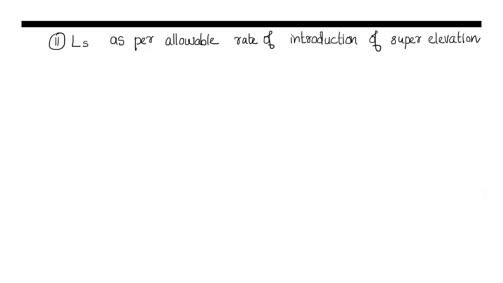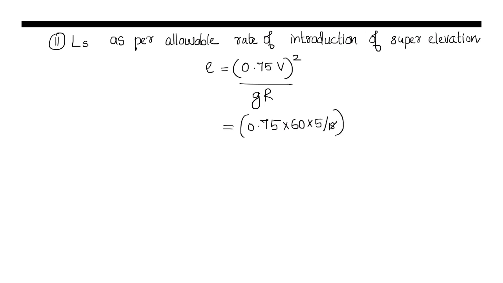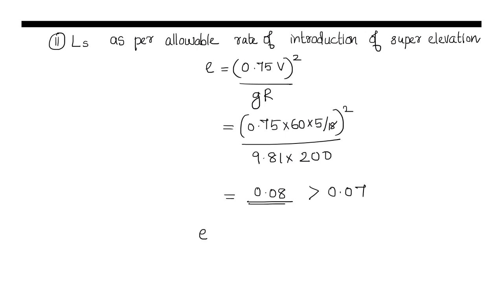Next, the length of transition curve as per allowable rate of introduction of super elevation. We know that super elevation E is equal to 0.75 V the whole square divided by G into R. And that is equal to 0.75 into V is 60 into 5 divided by 18 meter per second, the whole square divided by G is 9.81 and radius is 200 meters. And if you calculate, you will get E as 0.08. And this value is greater than the allowable rate of super elevation, that is 0.07. So we need to limit the value of super elevation to 0.07.